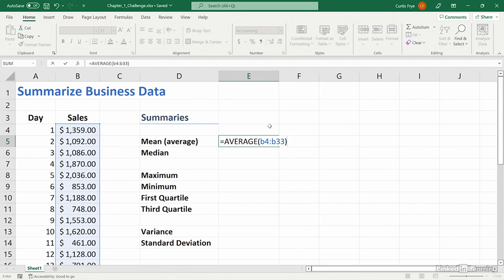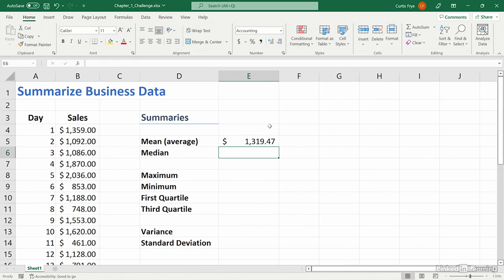And I won't be copying this formula, so I don't need to worry about absolute or relative references. Press enter. And I see the average is about $1,319.47 of sales per day. If I were to sort those values into either ascending or descending order, then I could calculate the median. Because we have an even number of values, 30, the median will be the average of the two values in the middle in positions 15 and 16.